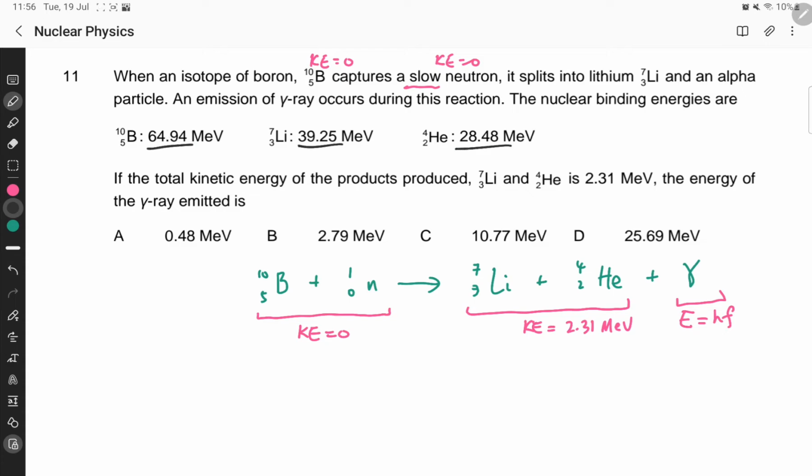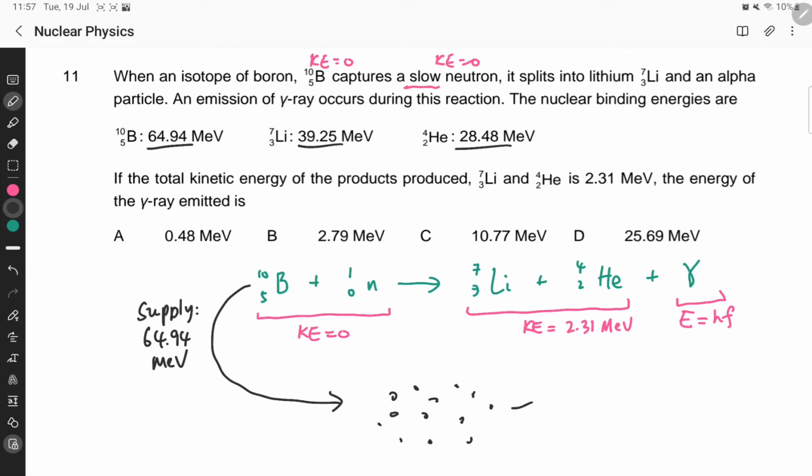So how do you go about thinking about the binding energy? We are imagining a hypothetical step whereby we turn the reactants into the constituent nucleons. That means we tear apart the boron into the nucleons. So in this process, we have to supply how much? We have to supply energy equivalent to 64.94 MeV. You have to supply this amount.